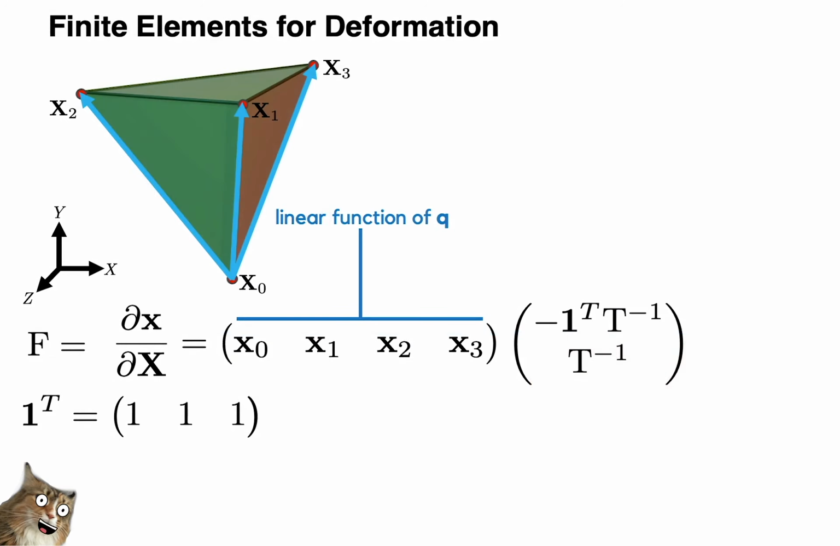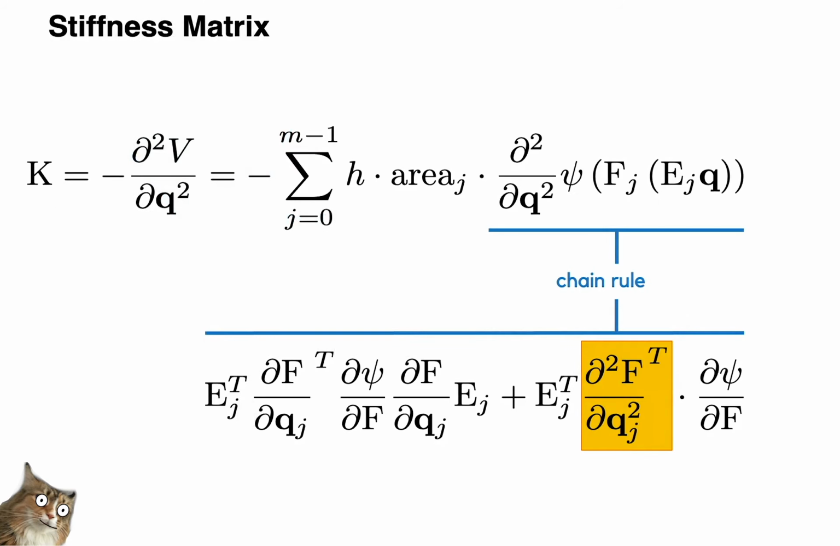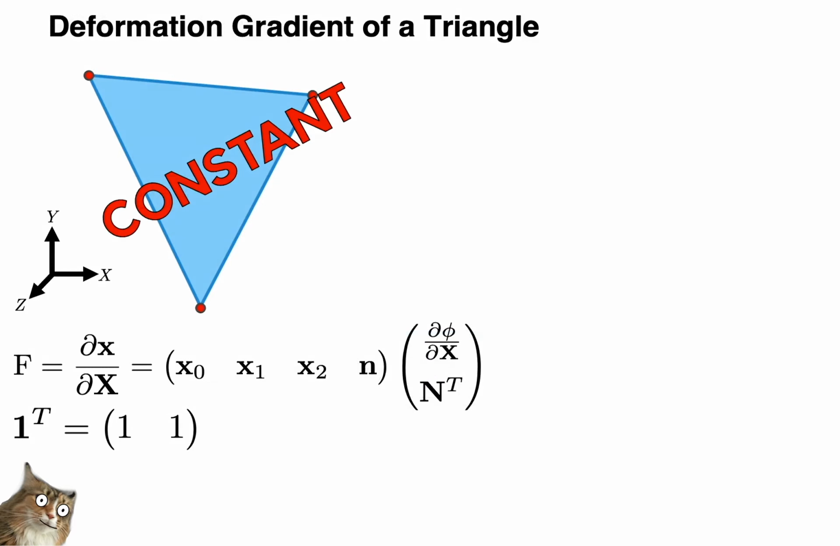For tetrahedral finite elements, our world space position was a linear function of our generalized coordinate. This meant that the deformation gradient was also a linear function of the generalized coordinate. The net result of this is that this term was actually zero in the volumetric formulation, and so we never saw it. That's no longer true in the triangular FEM case. Remember that we used the deformed unit surface normal to build a complete volumetric deformation gradient for a triangle. Sadly, the deformed unit surface normal is a nonlinear function in Q.